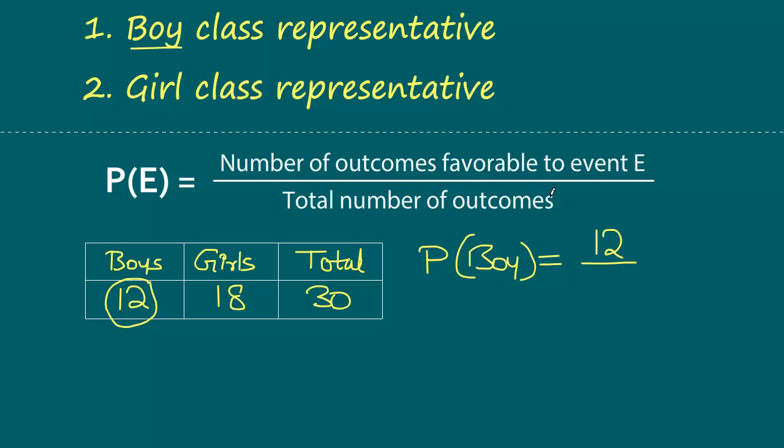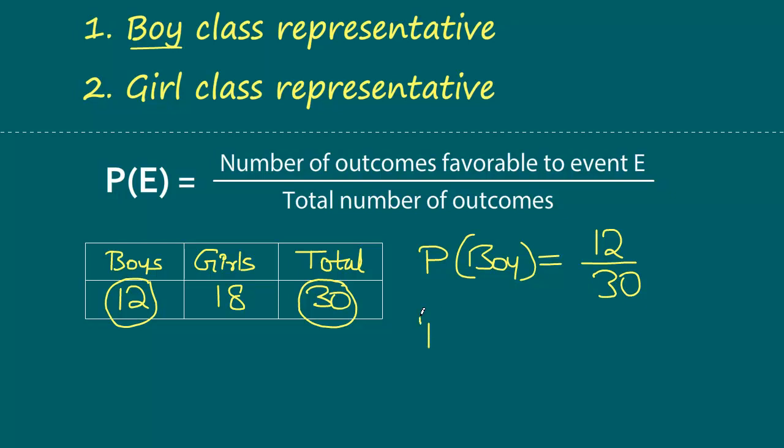The teacher is looking to pick one student as the class representative. There are a total of 30 students. So the teacher can pick any one of the 30 students. So there are 30 possible outcomes. So total possible outcomes is 30. So we say it is 12 divided by 30.